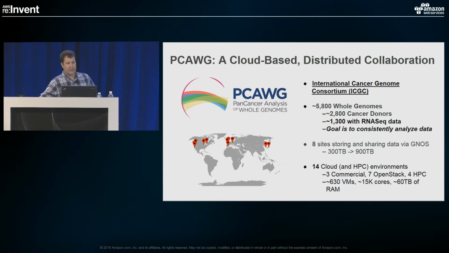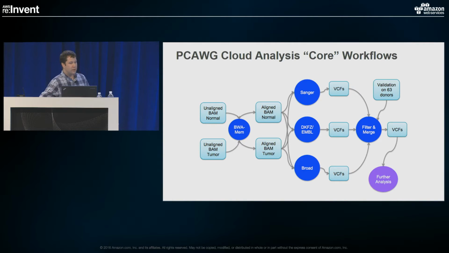And the biggest challenge for my team and I back at OICR was building the infrastructure that could run the consistent analysis pipelines across 14 cloud and HPC environments simultaneously. 3 of those were commercial, Amazon being our go-to cloud environment on that side, 7 OpenStack environments, and 4 HPC environments. So at the peak of the project, we were managing about 630 VMs across these environments that corresponded to about 15,000 cores. So it was a very challenging infrastructure project for us.